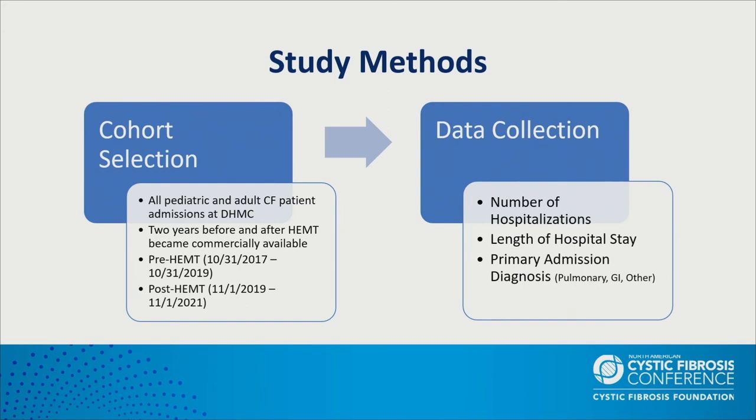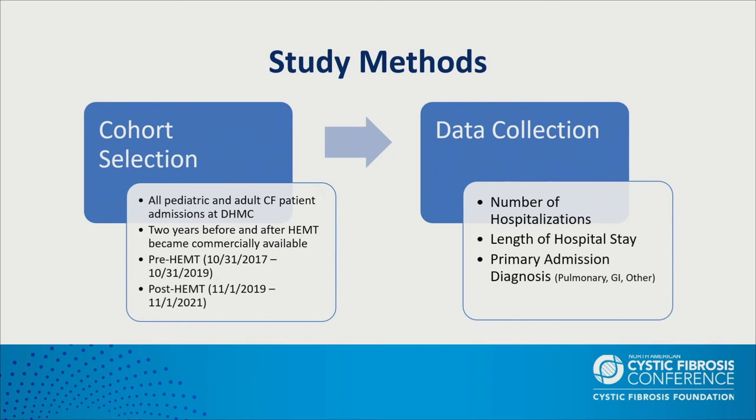So the cohort selection, we selected from all pediatric and adult CF patients admitted to Dartmouth-Hitchcock Medical Center. As I described on the last slide, we chose the 2 years before and the 2 years after the release date of widely available HEMT.